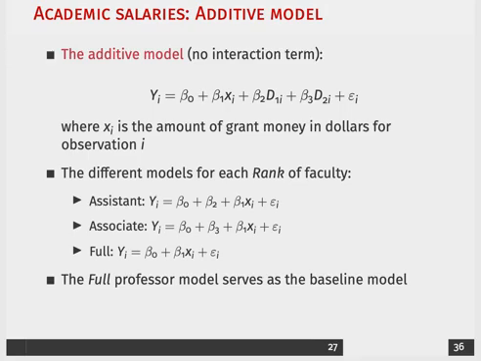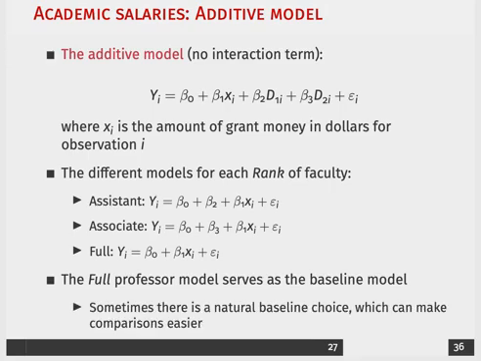Now, it need not necessarily be the case that full professor is our baseline. That's just what I've chosen, right? Because I constructed the dummy variables. And sometimes there's a more natural baseline, which can make an easier comparison. But I think that was the natural baseline, though there's nothing necessarily inherent in that choice.